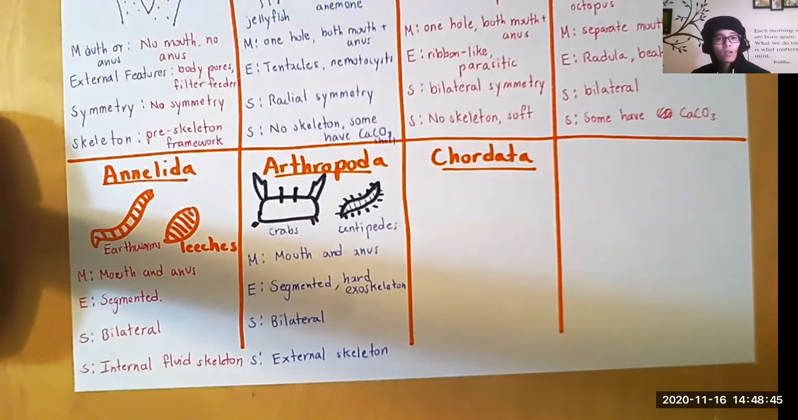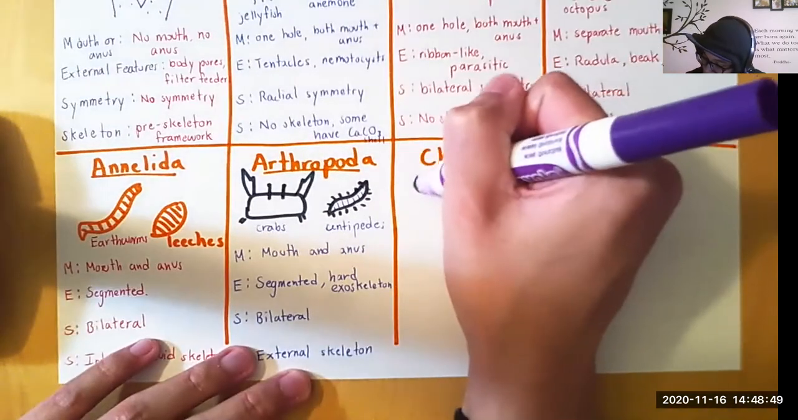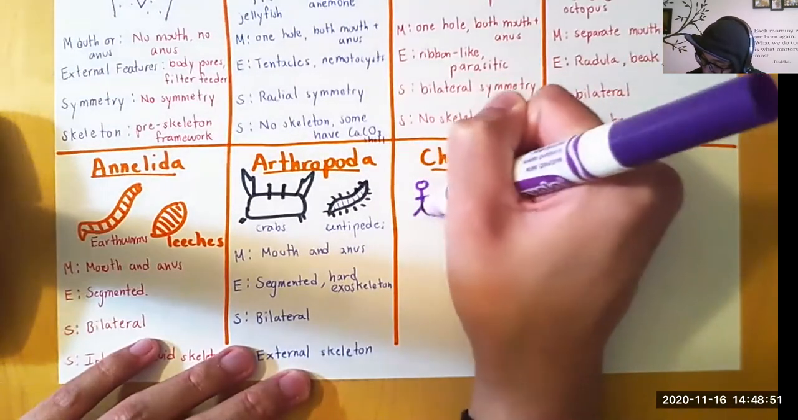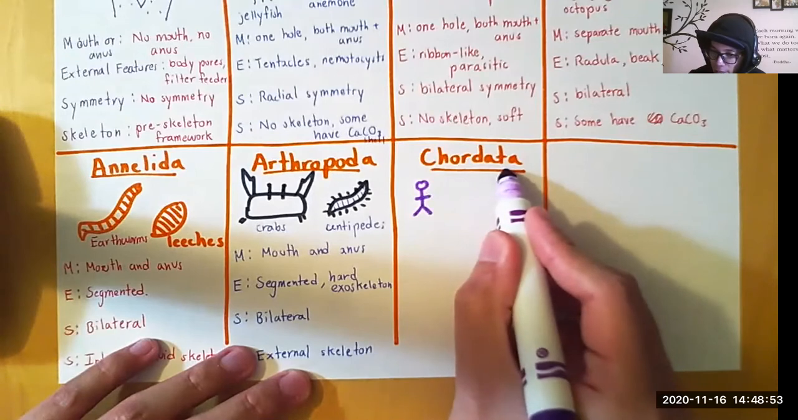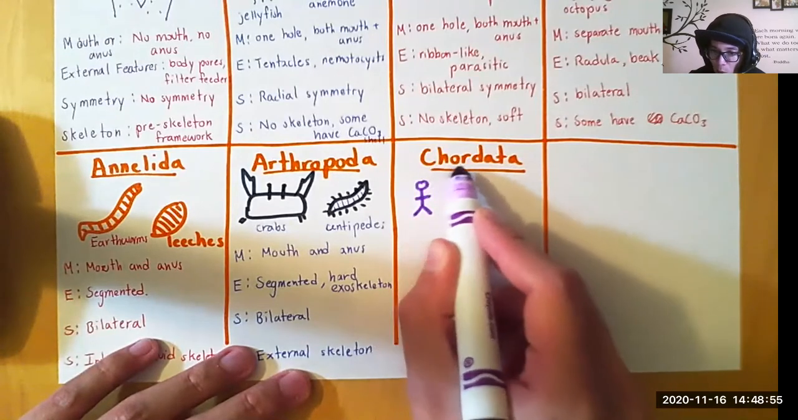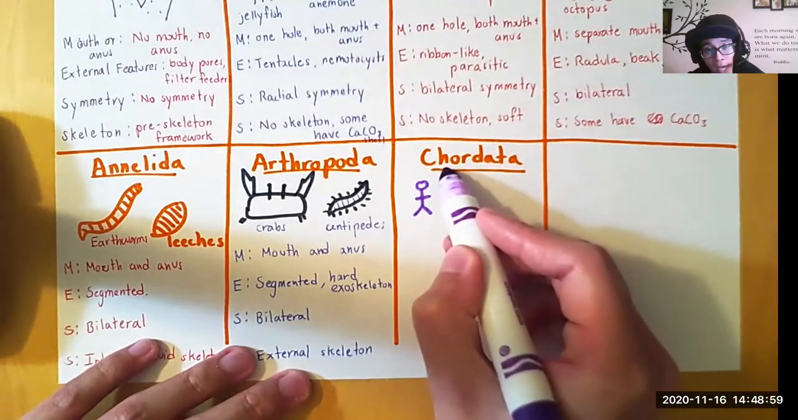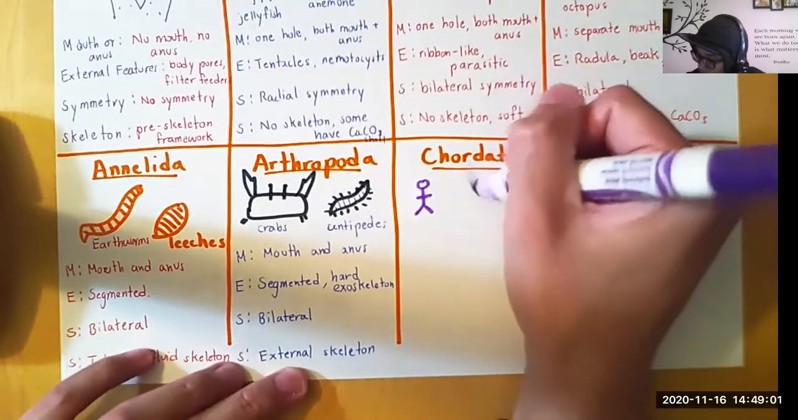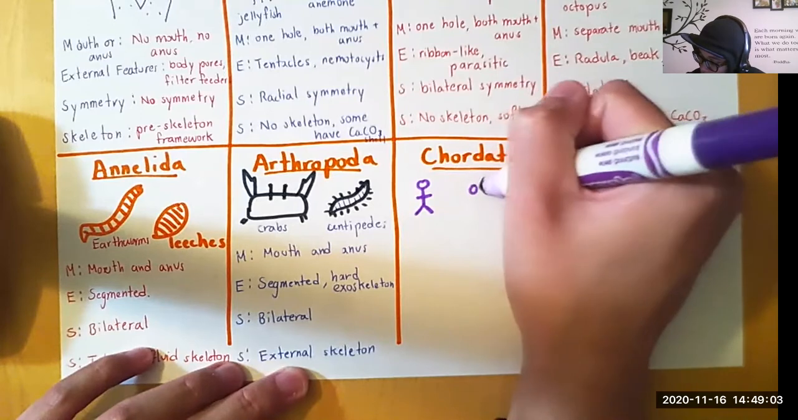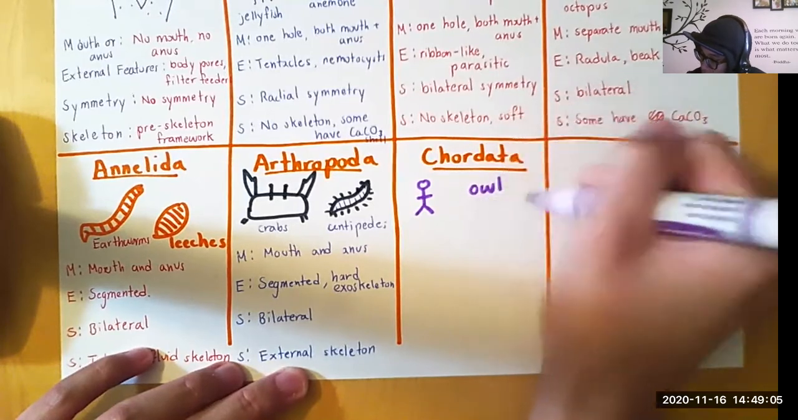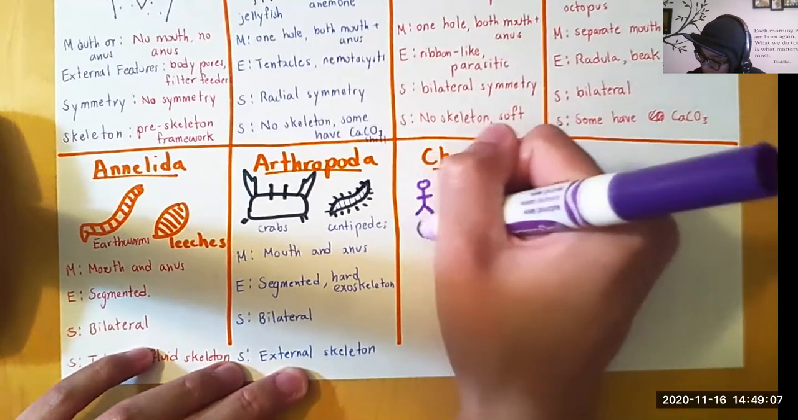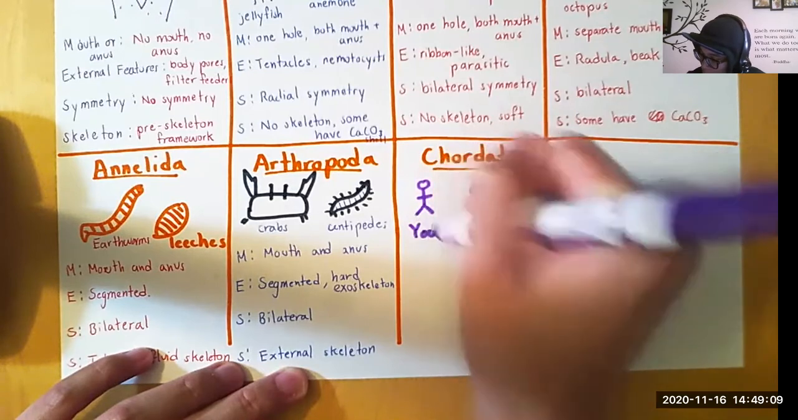And finally, chordata. And that leads directly to you and me, chordata. It's called chordata because they have a spinal cord. Spinal cord is spelled without the H, but you guys get the point. I've drawn an owl before, and of course, you and me.